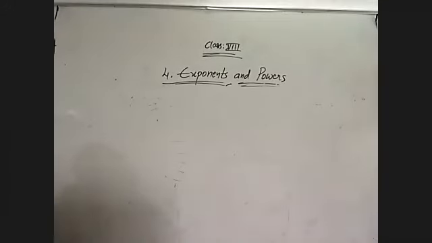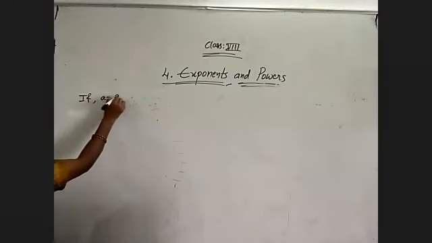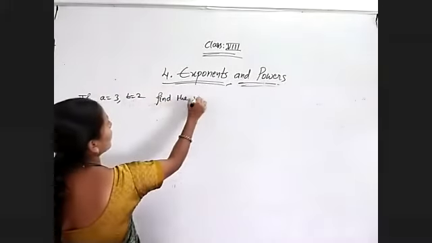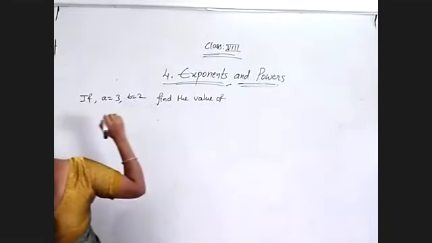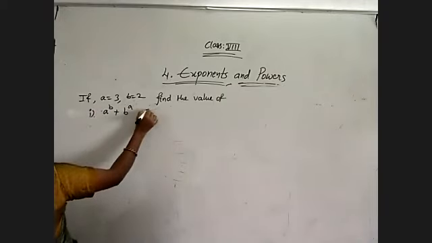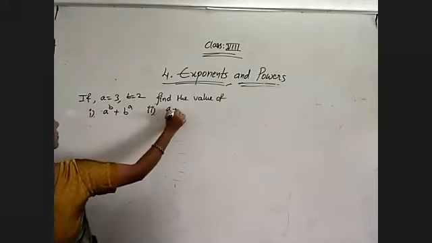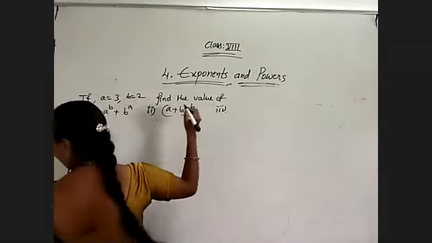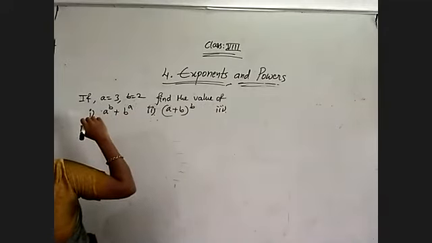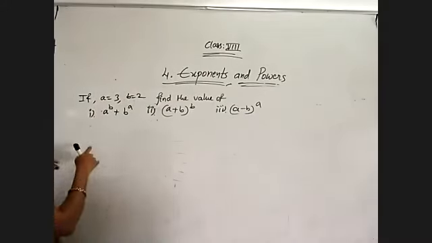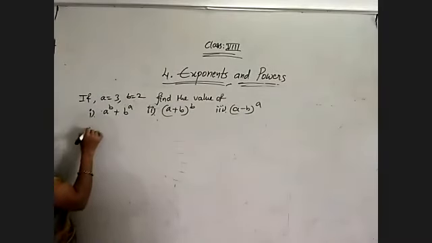If A equal to 3, B equal to 2, find the value of: first question, A power B plus B power A; second question, A plus B whole to the power of B; and third question, A minus B whole power A. Okay, we will check. They have given the A value and B value. Substitute in the given question.